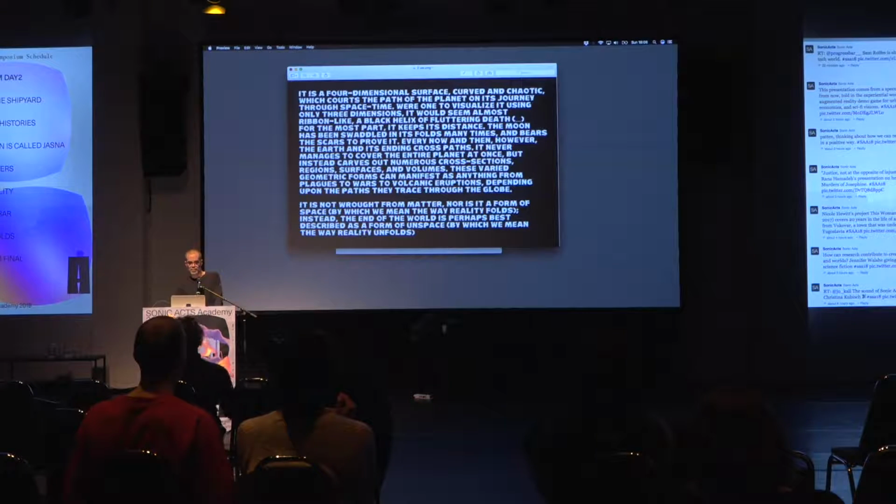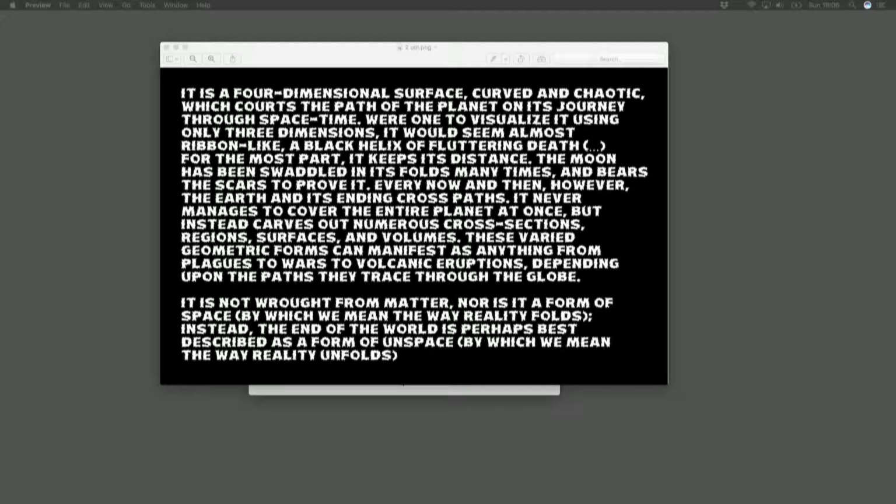It's a four-dimensional surface, curved and chaotic, which charts the path of the planet on its journey through space-time. Were one to visualize it using only 3 dimensions, it would seem almost ribbon-like, a black helix of fluttering death. For the most part, it keeps its distance. The moon has been swaddled in its fold many times.